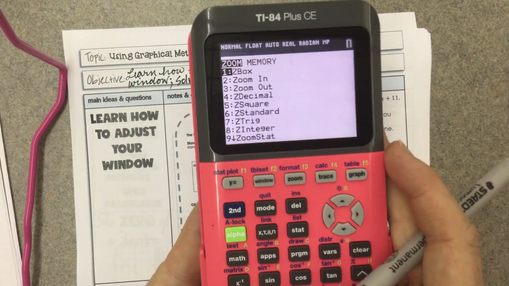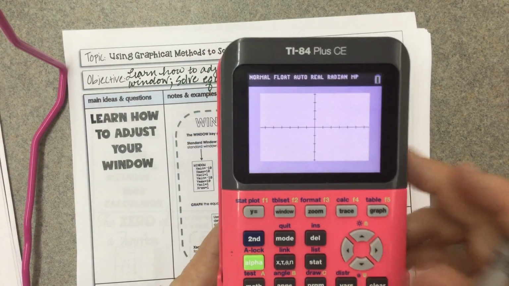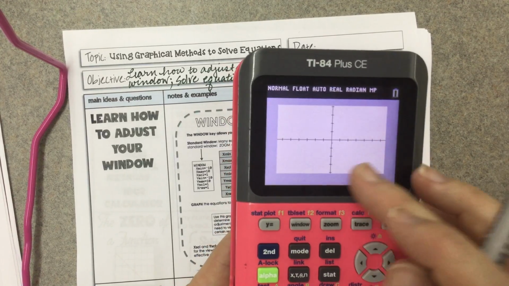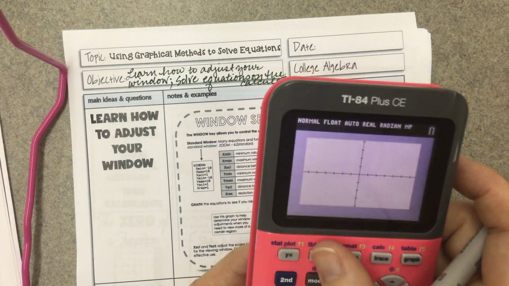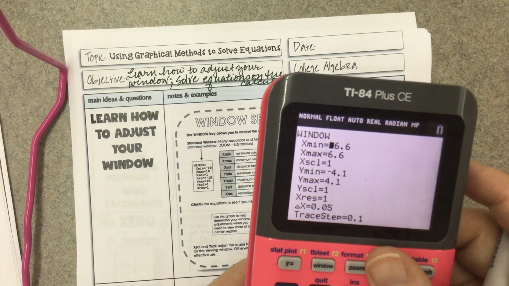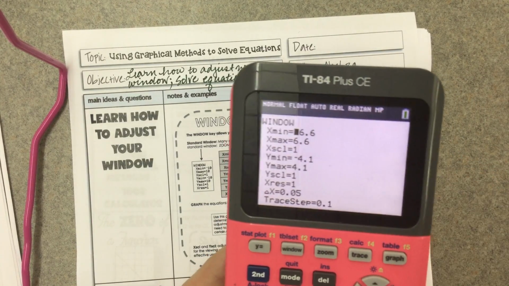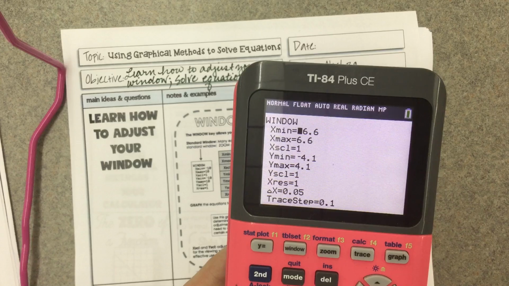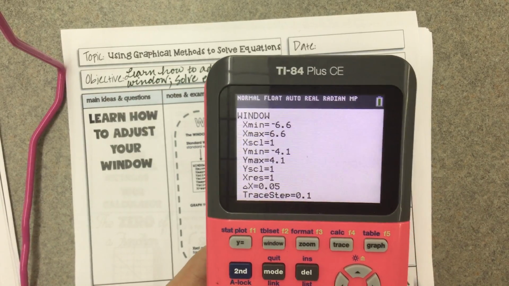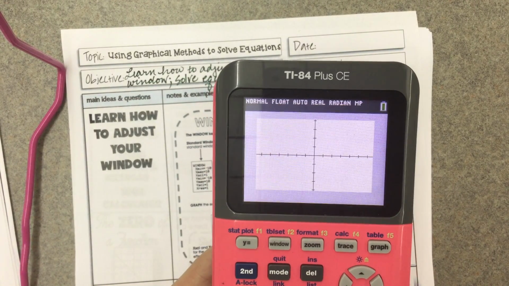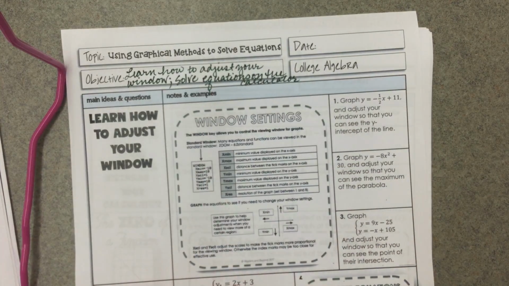If I hit zoom 4, it zooms in a little bit on the graph to a negative 6.6, 6.6, negative 4.1, 4.1 graph. So it kind of makes it squared up a little bit.